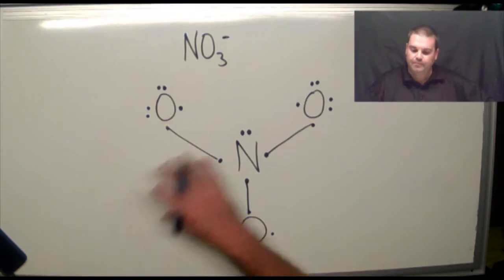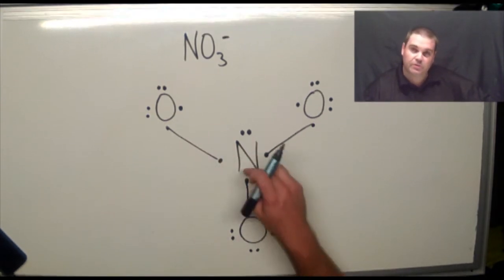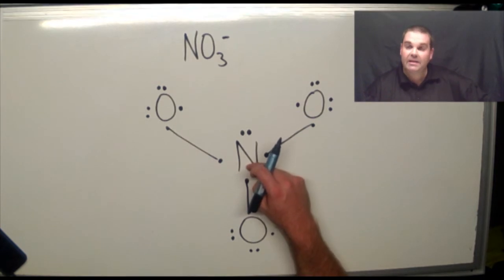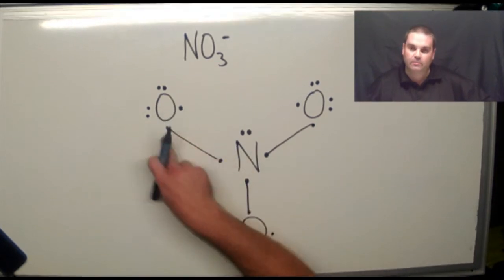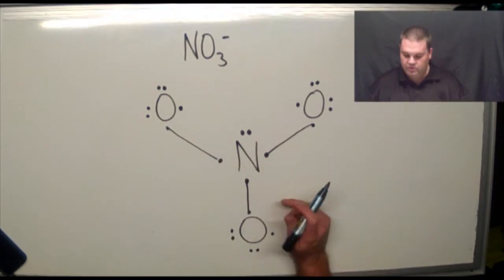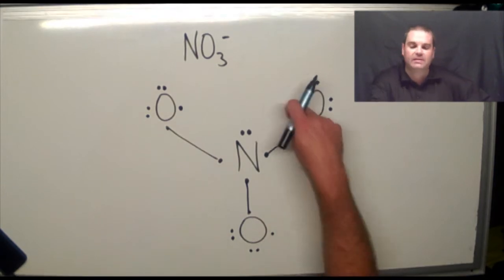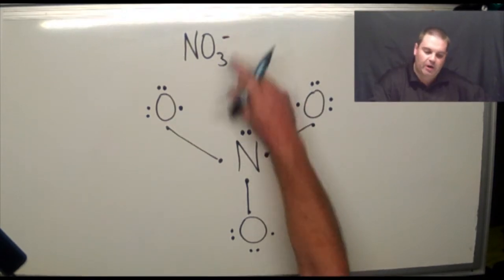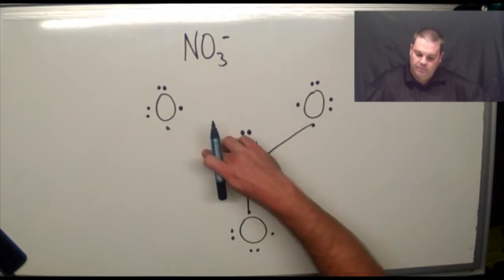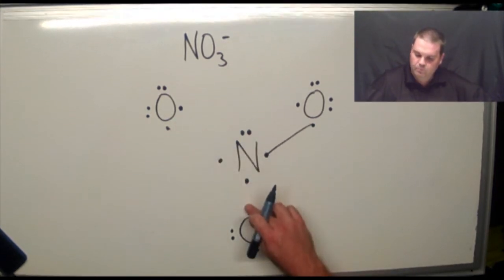No lone electrons left. However, nitrogen's only in period 2. So what that means is it can't expand its octet. Already it's got 1, 2, 3, 4, 5, 6, 7, 8 electrons around it. We can't do anything more. Plus, if we've got 1, 2, 3 lone electrons there, that doesn't give us a 1- charge. That would give us a 3- charge. So that can't be right. So what we're going to have to do is start again.